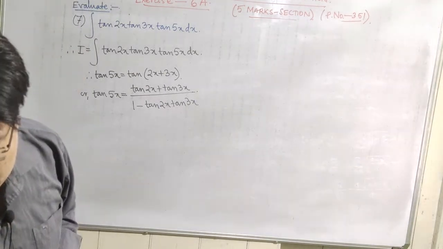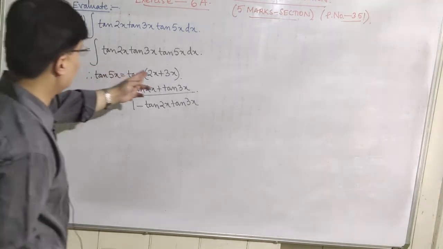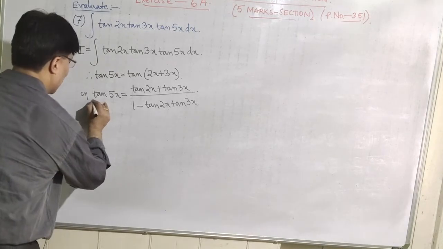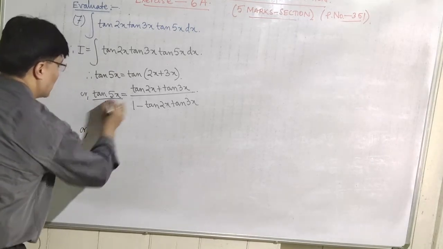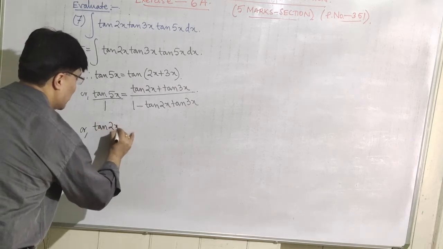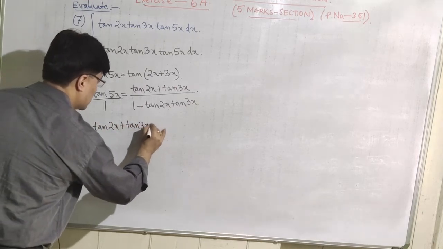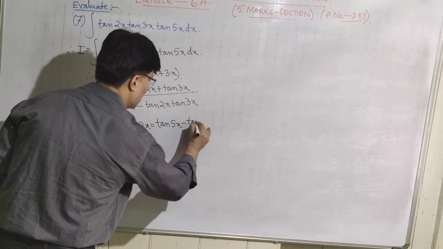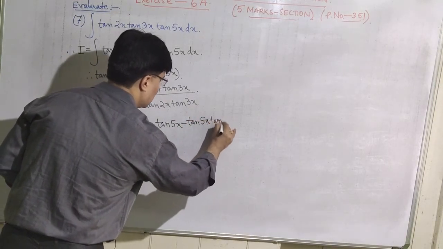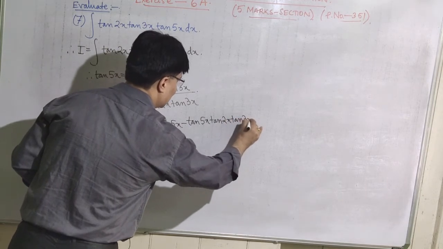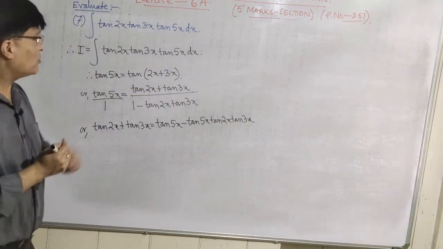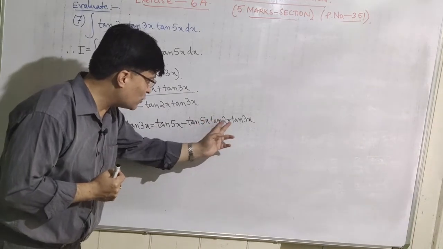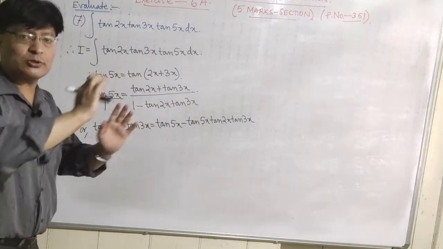So I think you have understood it. It is tan of a plus b equals tan a plus tan b divided by 1 minus tan a tan b. Now let us cross multiply. Below tan 5x there is 1. Now cross multiply by 1 here. It is tan 2x plus tan 3x is equal to, now cross multiply by tan 5x here, tan 5x minus tan 5x tan 2x tan 3x. Now we have to get the value for tan 2x tan 3x tan 5x. So let us take tan 5x, tan 2x, tan 3x to the left hand side and all other terms to the right hand side.